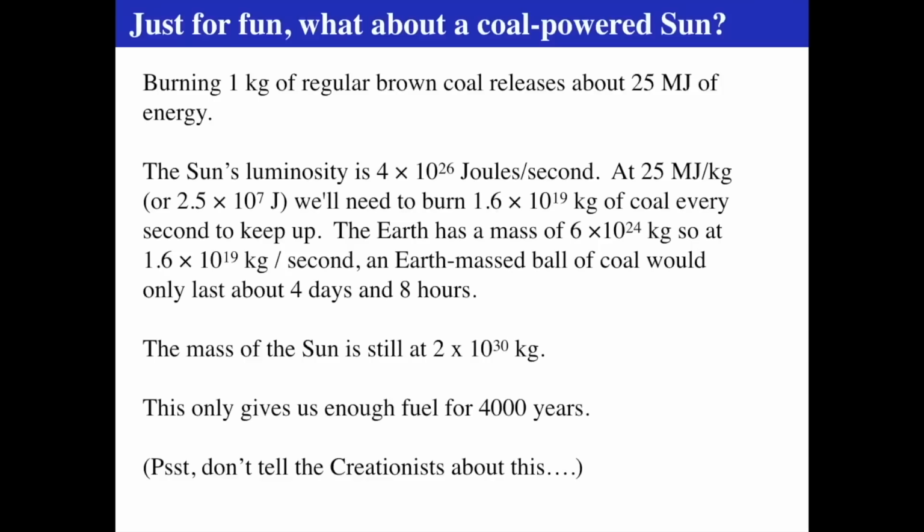So let's take a second back and consider one of the great things that happened in the latter part of the 19th century: the great industrial revolution, because of the discovery and use of coal-powered burning all across Europe. Let's pretend for a second that we've got a coal-powered sun. If you burn a kilogram of regular old brown coal, that's about 25 megajoules of energy. Remember, one joule per second is 1 watt. If you burned 1 kilogram of coal in 1 second, you would get 25 megawatts.